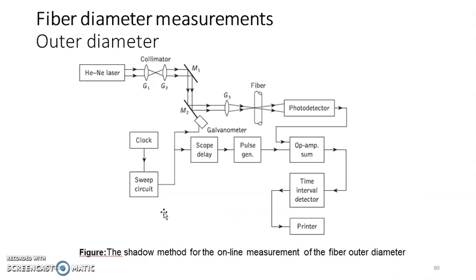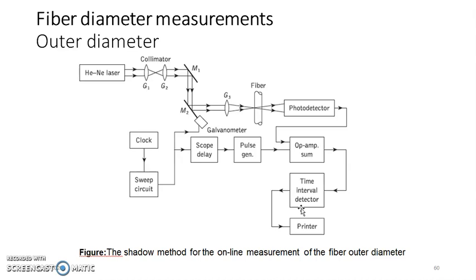Then the next measurement is about the fiber diameter measurement. That is, what is the outer diameter? Okay, so we can consider what is the outer diameter of the given particular fiber. So we use a laser, a collimator, and these are the two mirrors. Okay, so we have a fiber there and a photo detector. Then we can print here the time interval for this particular detector. A pulse generator serves as the reference for measuring this time interval.